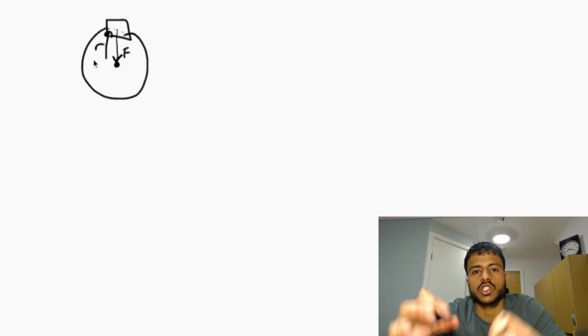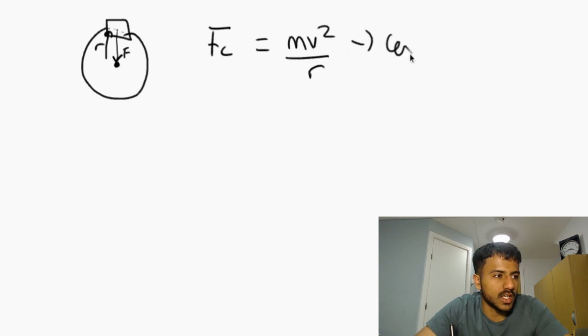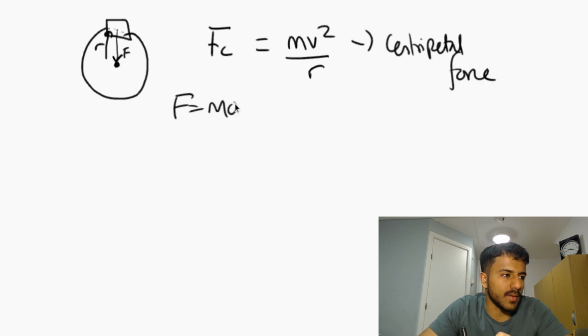Now for an object traveling in a circular path, the resultant force on this object is going to be equal to mv squared over r. And this is known as the centripetal force. And we know that F is equal to ma. So the centripetal acceleration is equal to v squared over r.